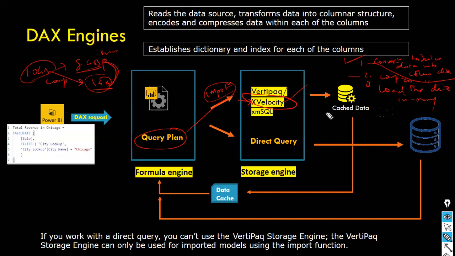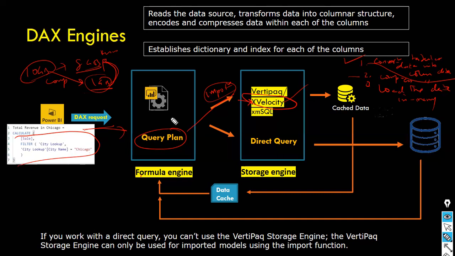Can you tell me what is the formula engine, what is the storage engine? Formula engine: this is the query I have written, and forget about all the other things. The whole idea of this is to calculate the total sales we made in Chicago. This is a DAX query. When you submit a DAX query, behind the scenes it goes to your formula engine. The formula engine accepts this request and processes it. Are there any syntax errors or anything? It parses it, and if nothing is there, it generates the query plan.